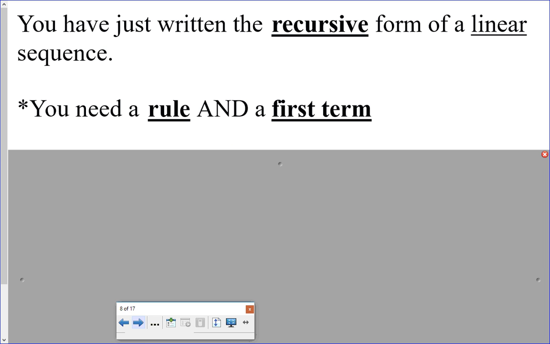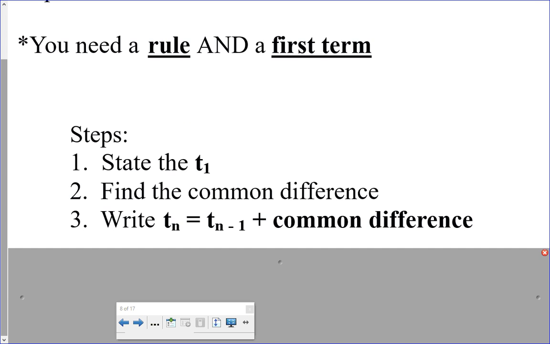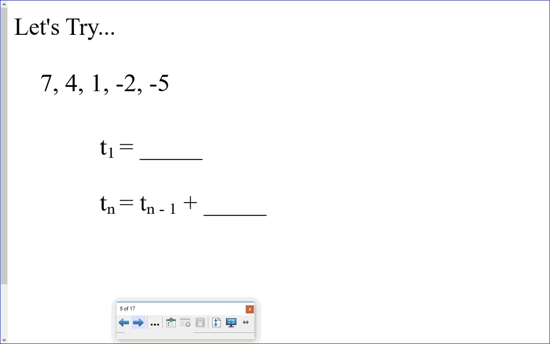So you have just written the recursive form of a linear sequence. You need a rule and a first term. So state the first term, find the common difference, and write down the common difference as a rule. So let's do some examples.